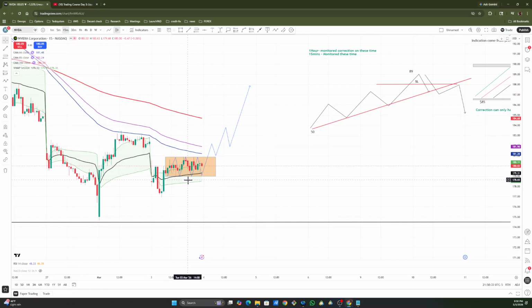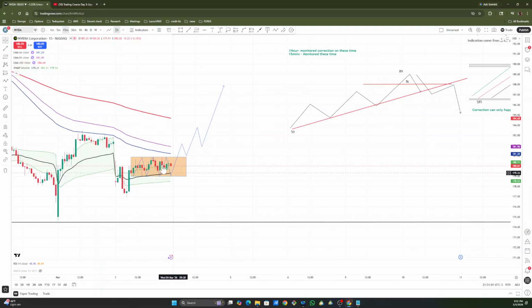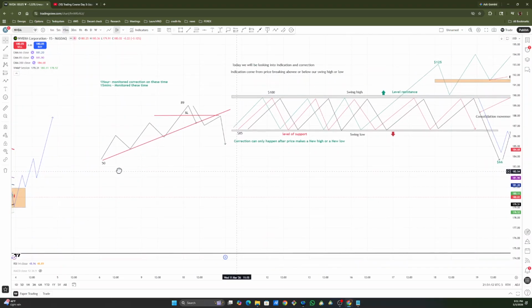Like this now, today is May 3rd. This is Nvidia. The stock market opens 9:30 Eastern time. See, this is where the market opened, went up, got rejection at this level right here, then pulled back. And this could be news, this could be anything. But at this level right here, this is what indication is. When we are talking about indication and correction, this is indication. Correction is this very move right here, from right here all the way right here. This is correction.